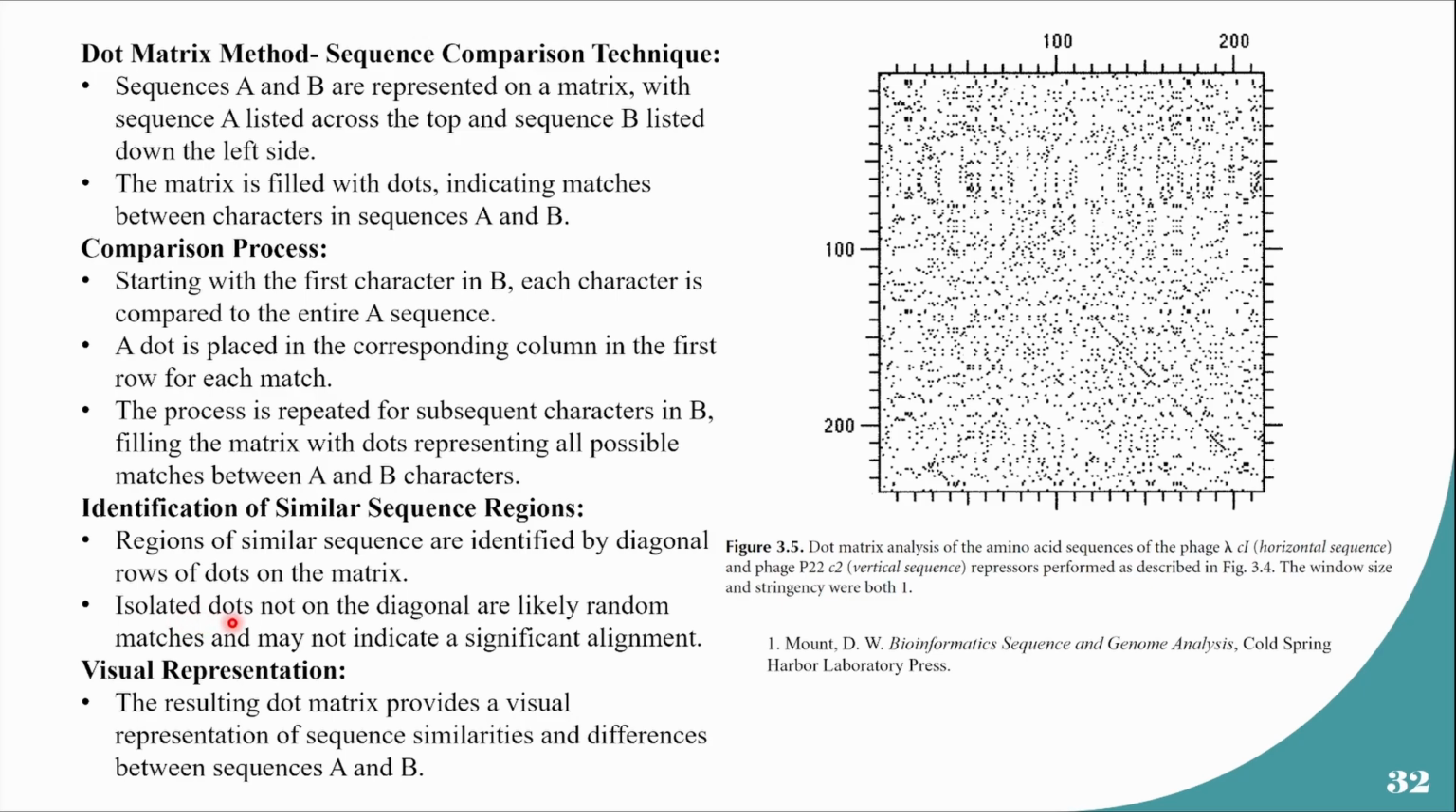And isolated dots most likely contribute to random matches, or you can say noise in the signal, and they do not indicate any significant alignment properties. The point of the dot matrix is that it's a very basic visual representation of sequence similarities and differences. Here you have one example of a dot matrix for the amino acid sequences of phage lambda and phage P22.